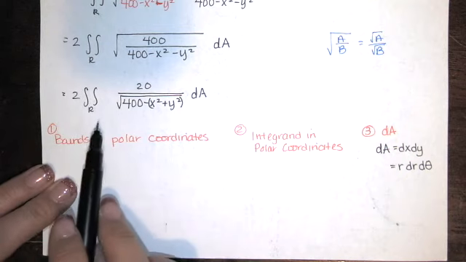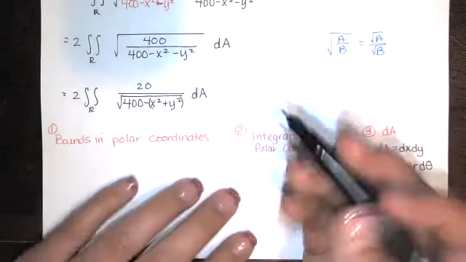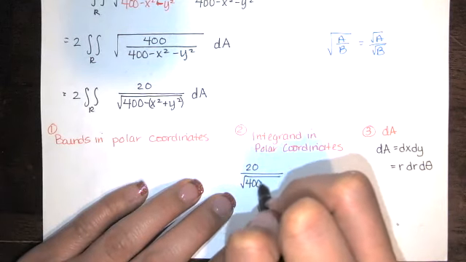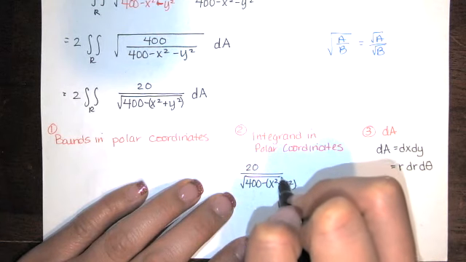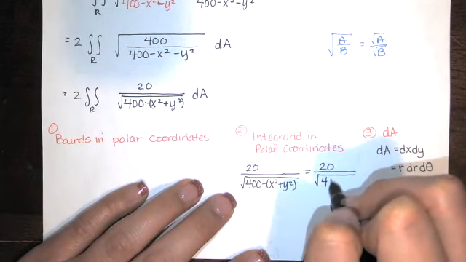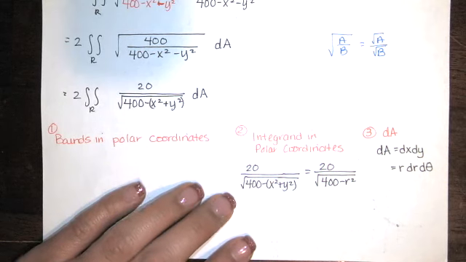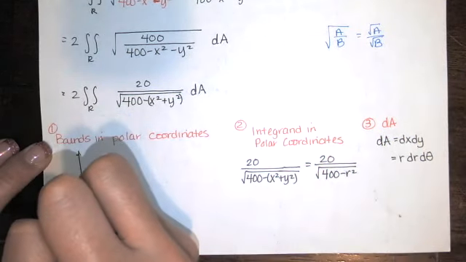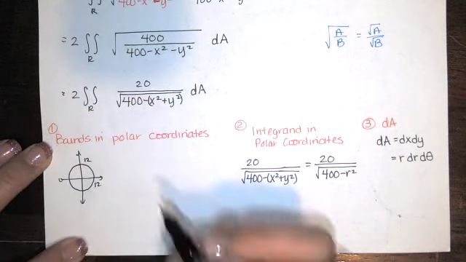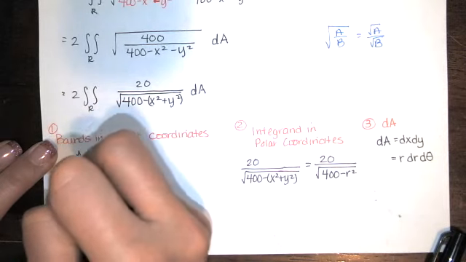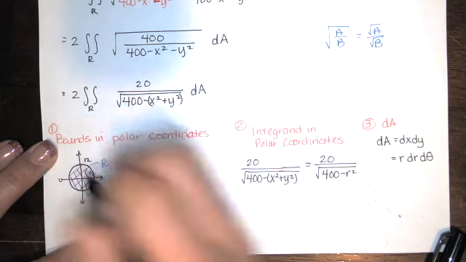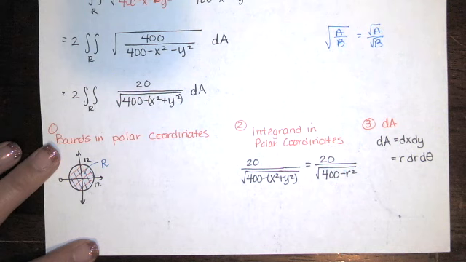Now we also need this integrand written in polar coordinates. So our original integrand was 20 over the square root of 400 minus the quantity x squared plus y squared. X squared plus y squared is just r squared. So we have 20 over the square root of 400 minus r squared in that case. And then our region of integration was that circular disk of radius 12 centered at the origin. Actually, we had that in blue before. So we need to describe that in polar coordinates.